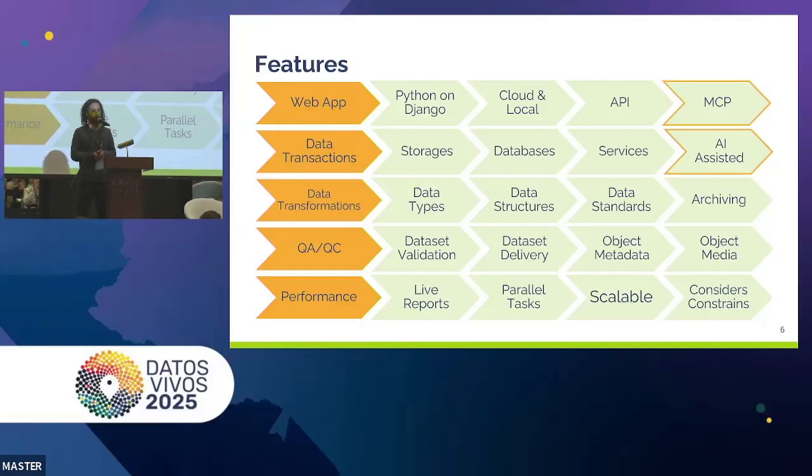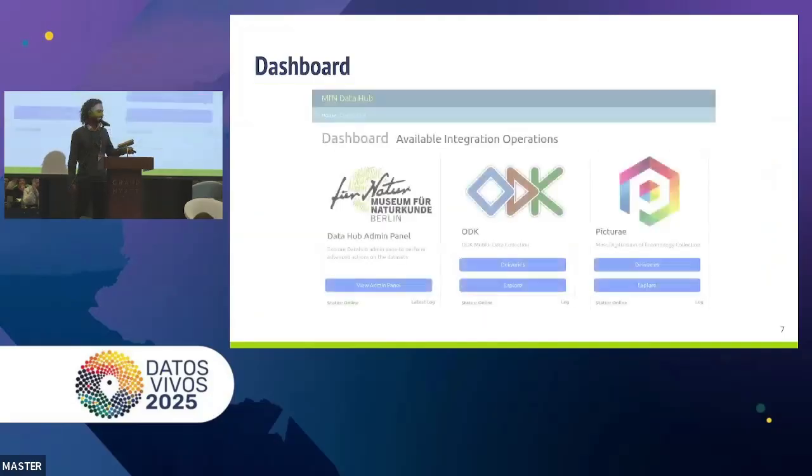And performance-wise, you can actually see live reports easily, and you can run as many tasks in parallel as your computational power lets you. And of course, it would be scalable and at the same time consider the constraints of the services involved in the data pipeline to avoid overheads.